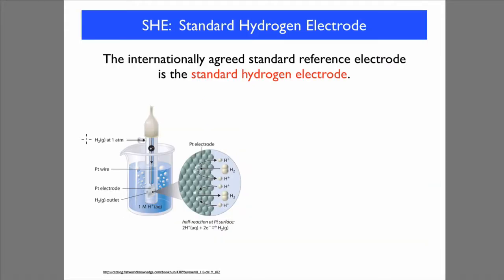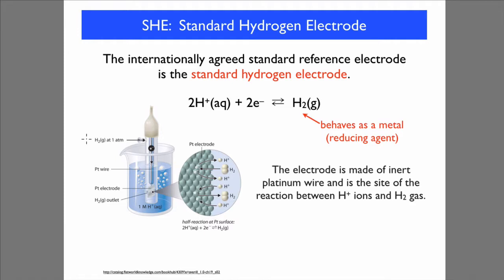Standard hydrogen electrodes. The internationally agreed standard reference electrode is the standard hydrogen electrode. And as we know, because we just looked at it, this is the equation associated with it. Hydrogen behaves as a metal, it's the reducing agent. The electrode is made of inert platinum wire and is the site of the reaction between the hydrogen ions and hydrogen gas. The electrolyte is a strong acid, such as hydrochloric acid or nitric acid or sulfuric acid.